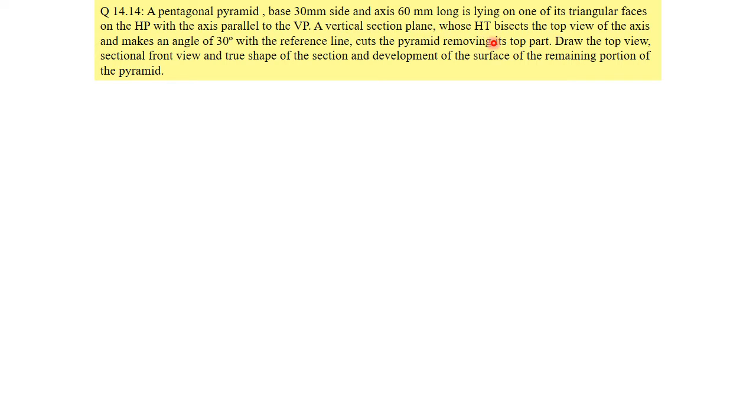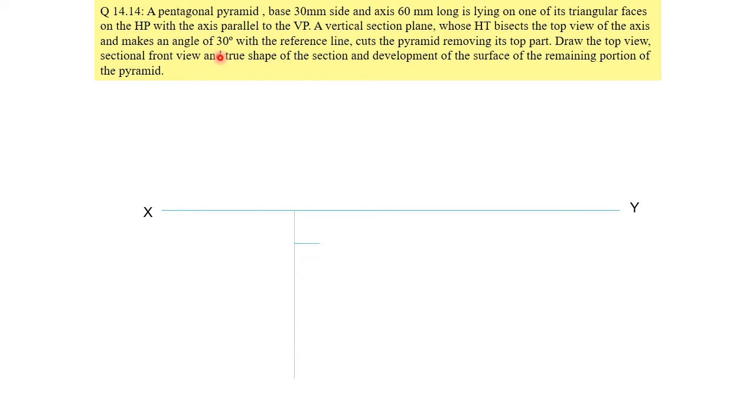And the next is a vertical section plane whose HT bisects the top view of the axis and makes 30 degrees. So it is a vertical sectional plane, whose HT bisects the top view of the axis, and this makes 30 degrees. It is the cutting plane. The cutting plane is cutting the solid from the top.